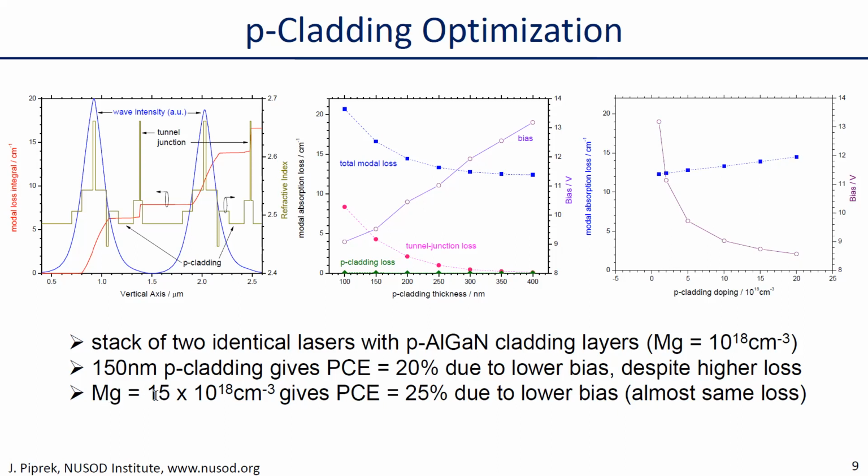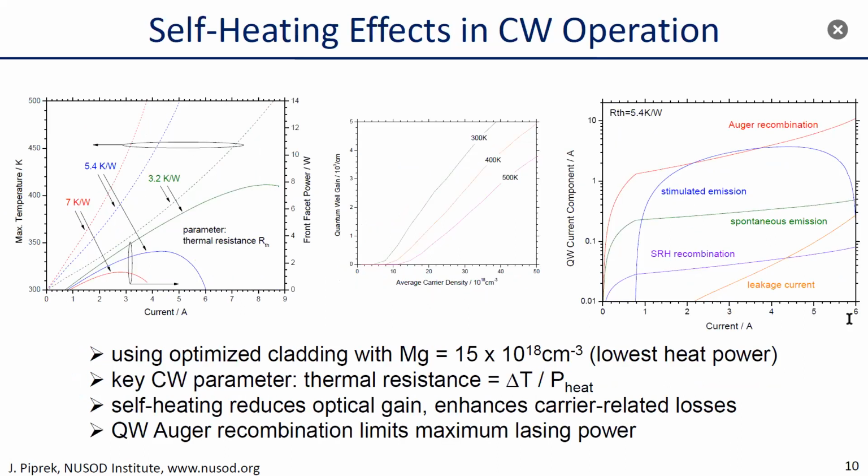So the best optimum doping would be 15 times 10 to the 18, which gives 2 orders of magnitude less holes. Still not many holes, but this is the best we can do here. That gives 25% power conversion efficiency. And this design we use in the final simulation of CW operation that includes the self-heating. In practice, this has not been demonstrated yet. So all these laser measurements were done in pulsed operation, which reduces the heating. And of course, the goal is to also operate that in continuous wave operation.